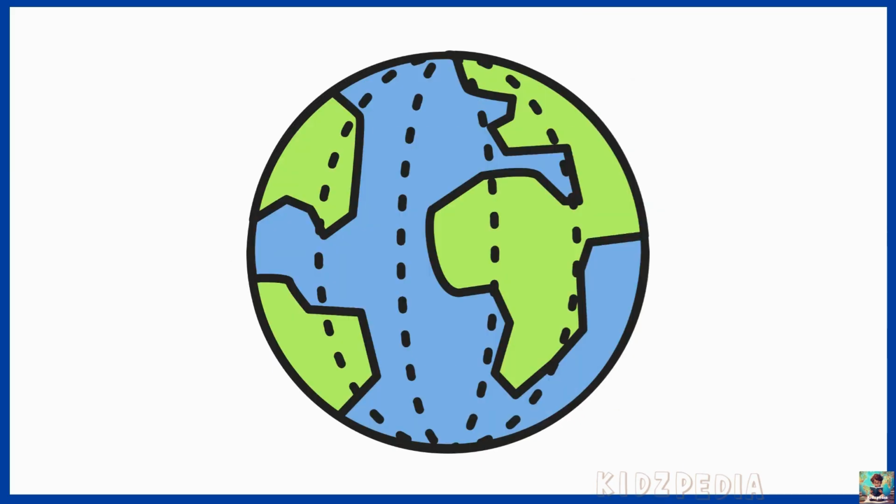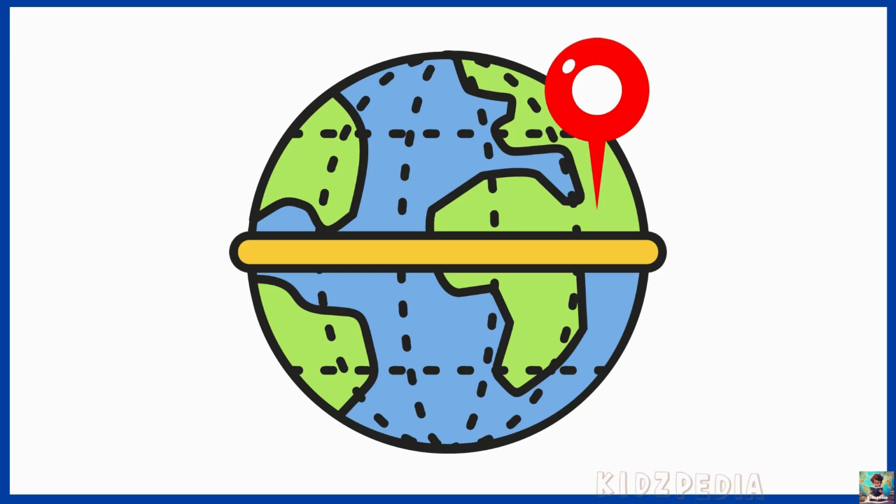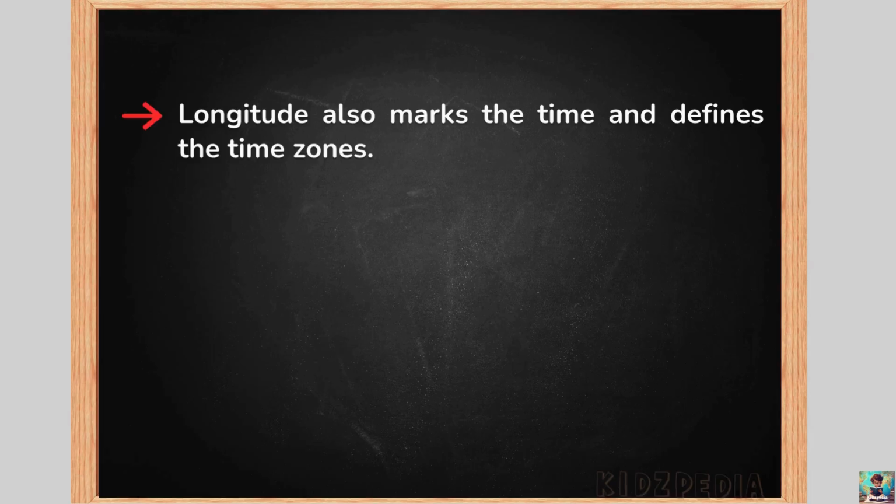Why are these lines important? They help us find any place on the Earth, just like using a map or GPS. If we know the latitude and longitude of a place, we can pinpoint the place exactly. Longitude also marks the time and defines the time zones.